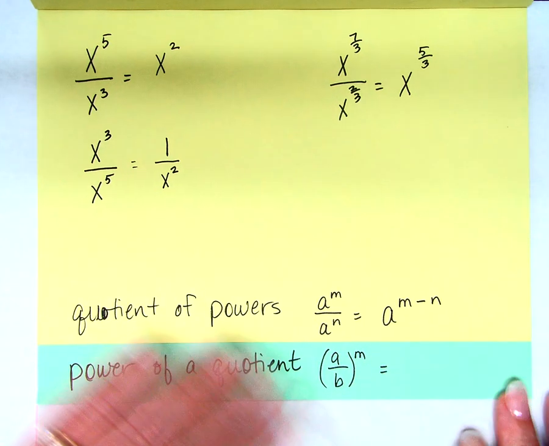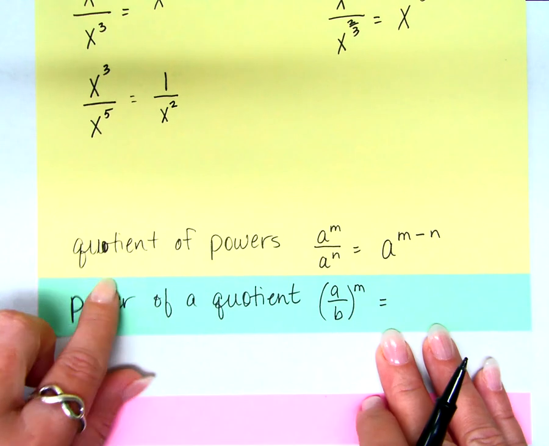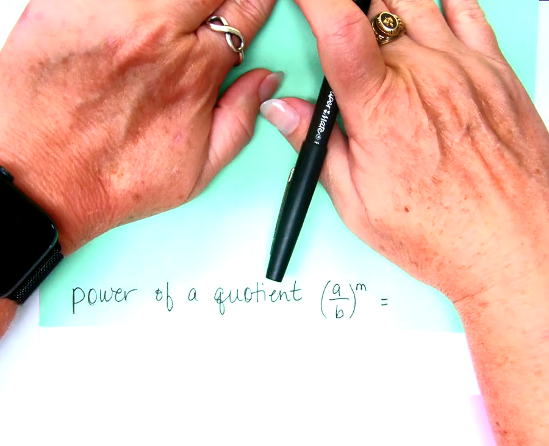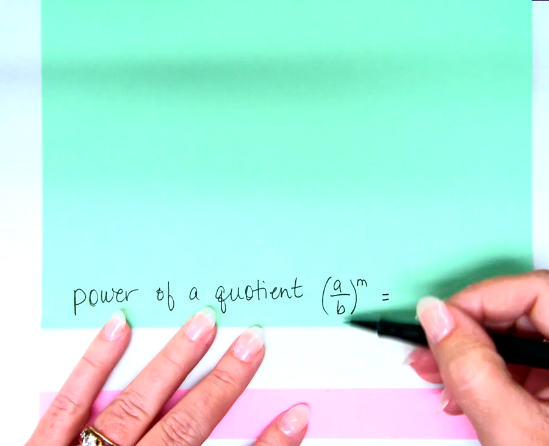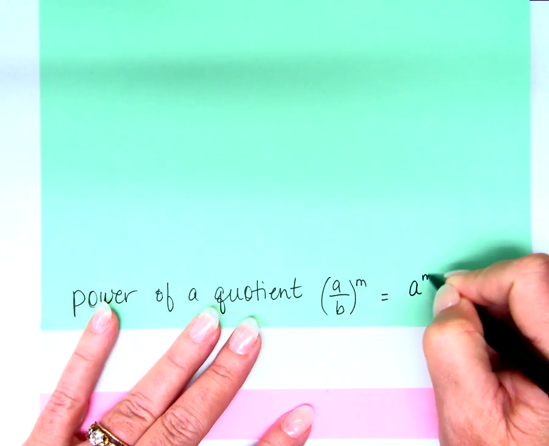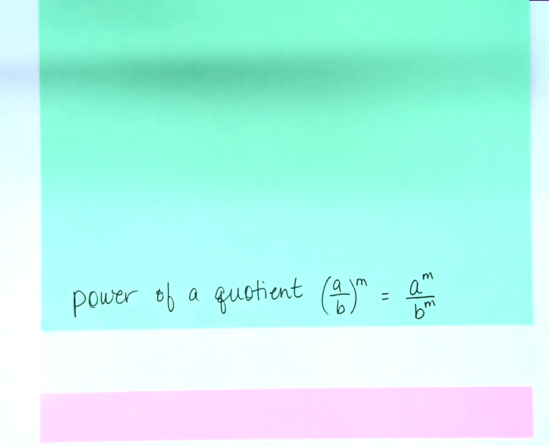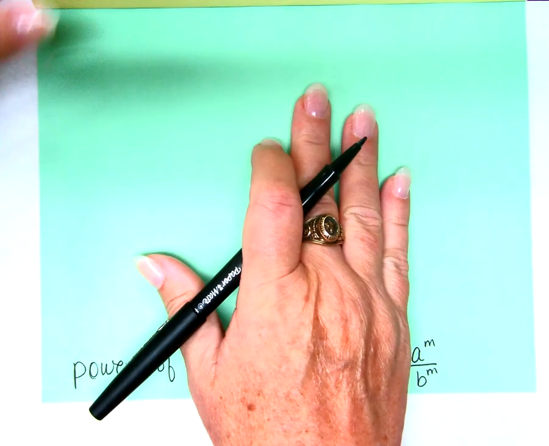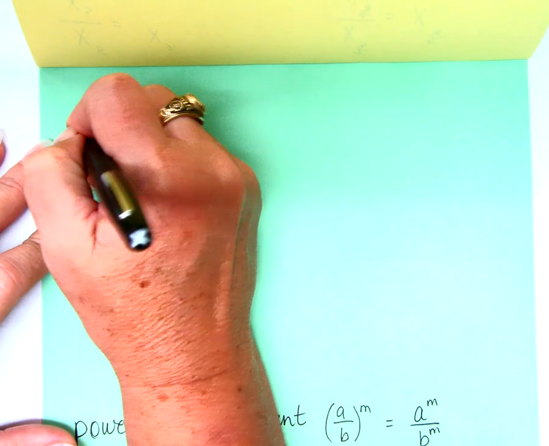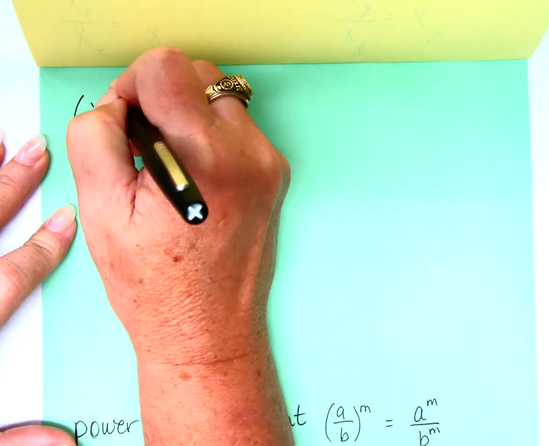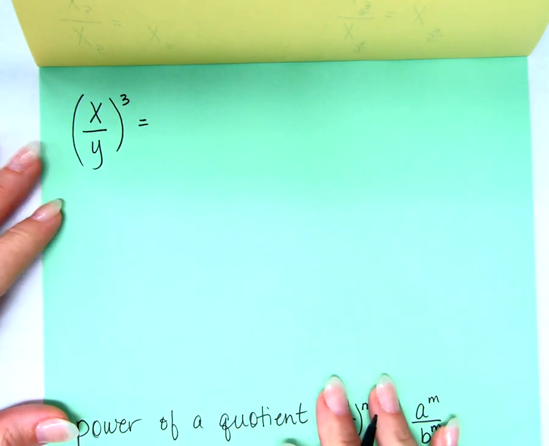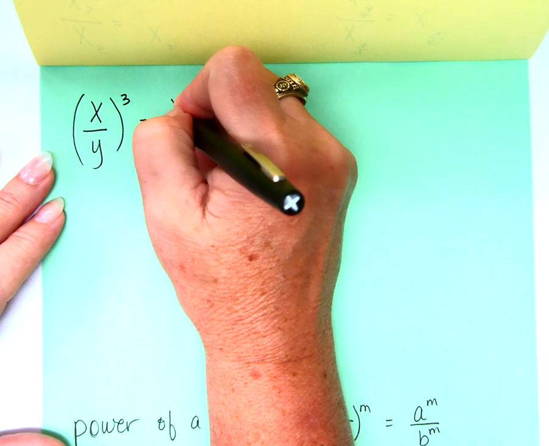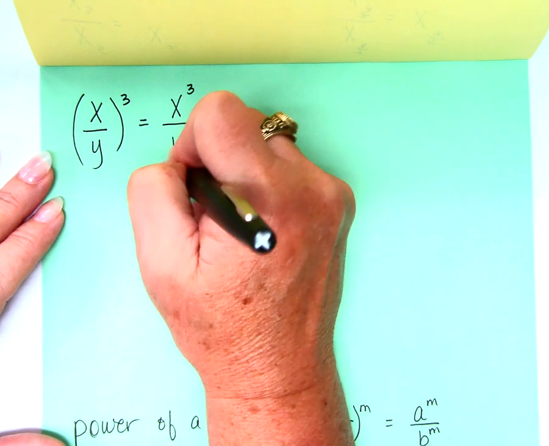And it's really the same kind of rule, isn't it? Because what I asked before was what's being raised to the m power? Both of them, right? So a to the m power over b to the m power. Good? So x over y to the 3rd power is the same as what? Very good. x to the 3rd over y to the 3rd.